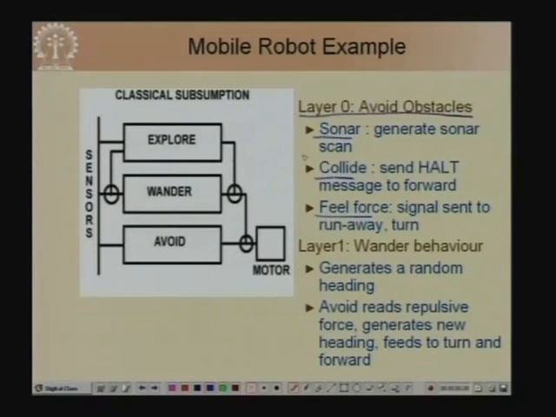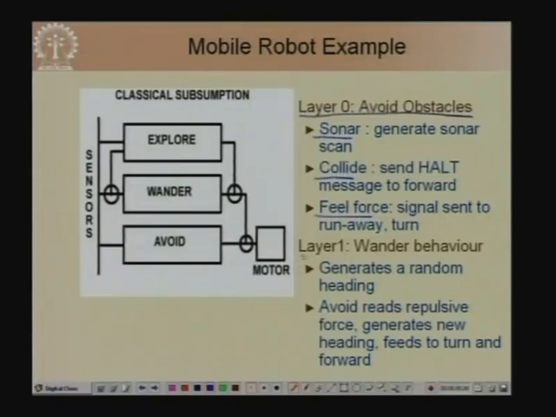So, layer 0 of the agent is to avoid obstacles. This is the first layer of the agent, which enables the agent to navigate in an environment without colliding with other agents. So, it is a very simple behavior of a navigating robot without using a lot of deliberation. In the second layer, or layer 1, there is the wander behavior. This wander behavior generates a random heading. It allows the robot to occasionally wander. In the wander layer, there are two components. One generates a random heading, and secondly, the avoid component reads the repulsive force, generates a new heading, and feeds that to turn and to forward.